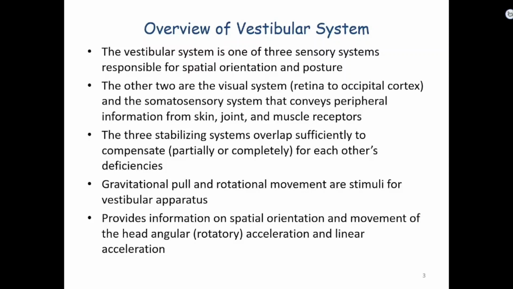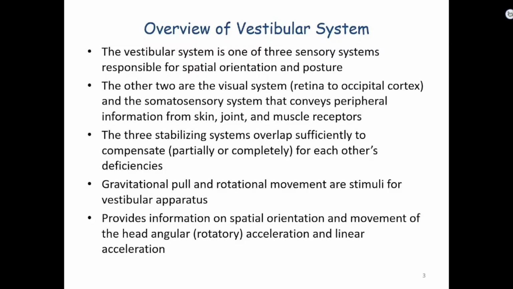So the integration of all these three systems, your vestibular system, which is basically looking at the position of your head, your eyes, and your somatosensory system, which is basically bringing the proprioceptive impulses, is going to tell you where your body is in terms of spatial orientation and posture. The three stabilizing systems overlap sufficiently to compensate for each other's deficiency.